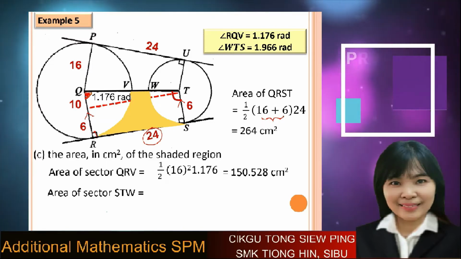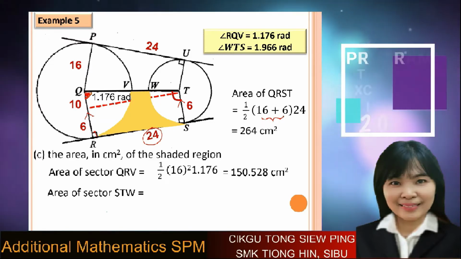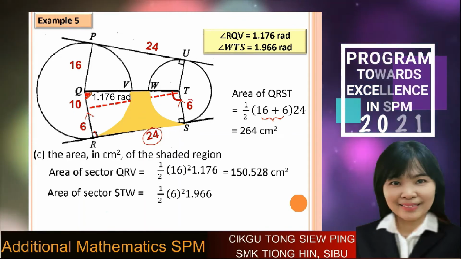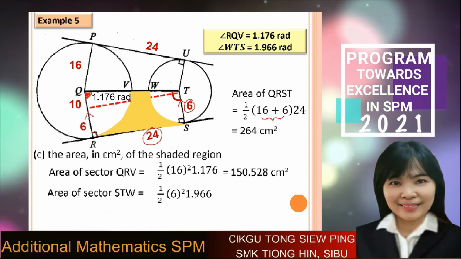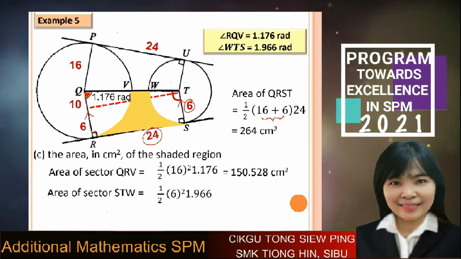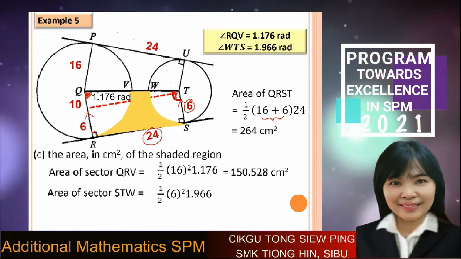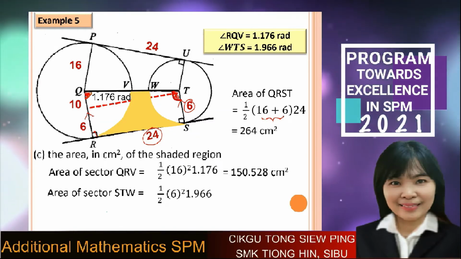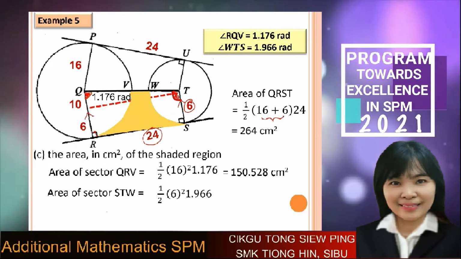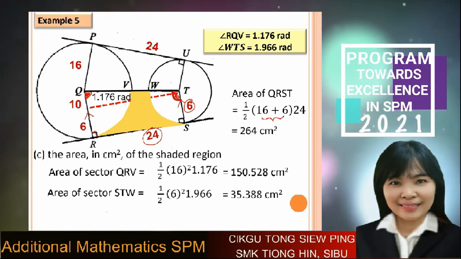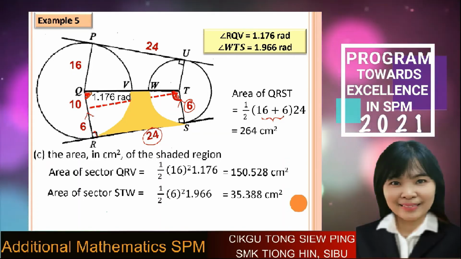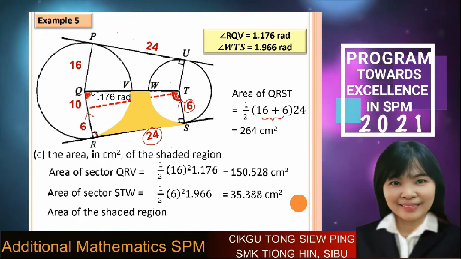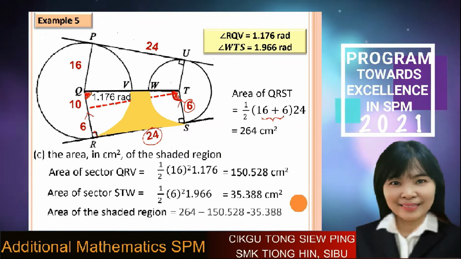Then we look for the area of the smaller sector WTS. Using the same sector formula, 1 over 2 R square theta, we substitute in the radius of the smaller sector here, that is 6, into the equation and multiply with the angle here. The angle here we have found in the previous part, that is 1.966. Using your calculator, solve it, you get the answer 35.388 centimeters square.